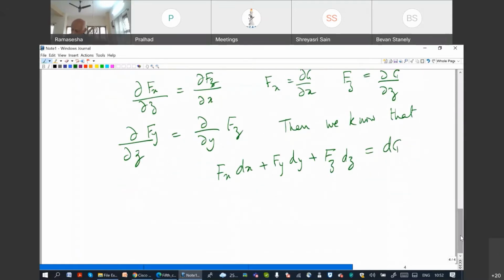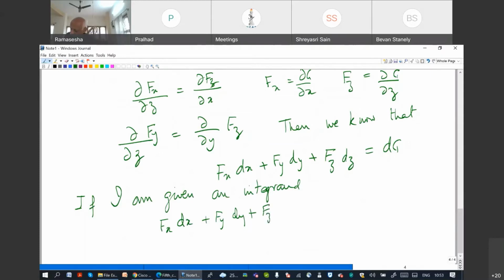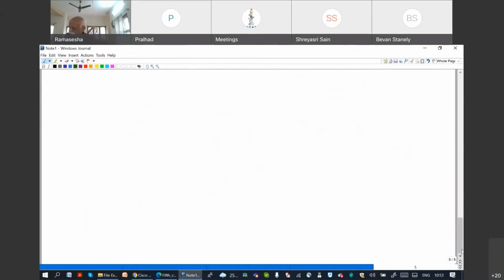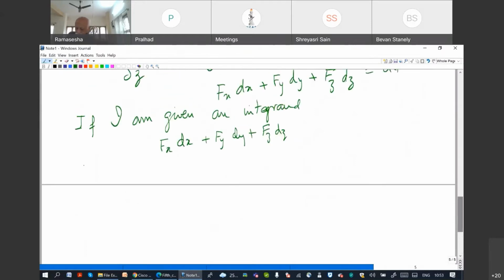Okay, so if I am given an integrand, which is given by some fx dx plus fy dy plus fz dz, I can check if it is an exact differential.